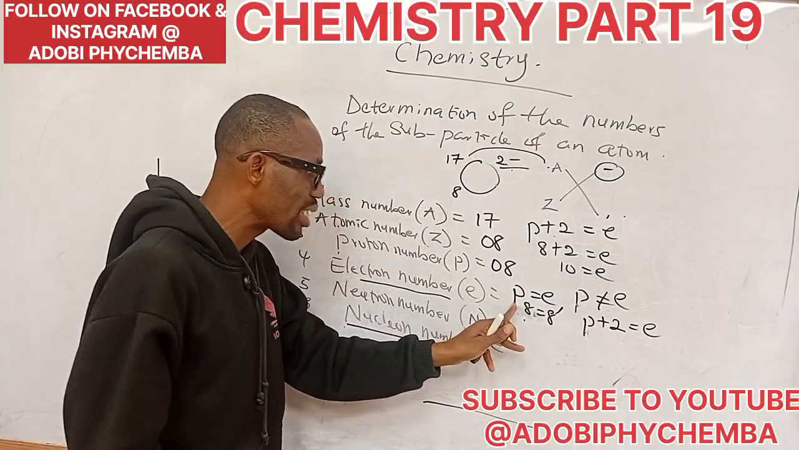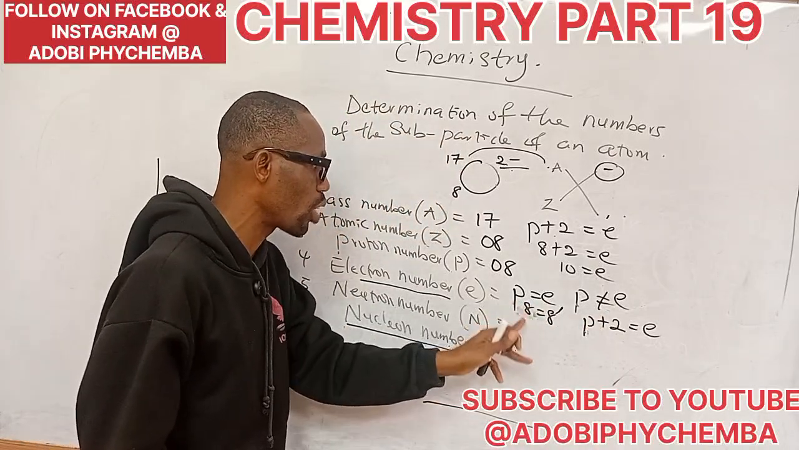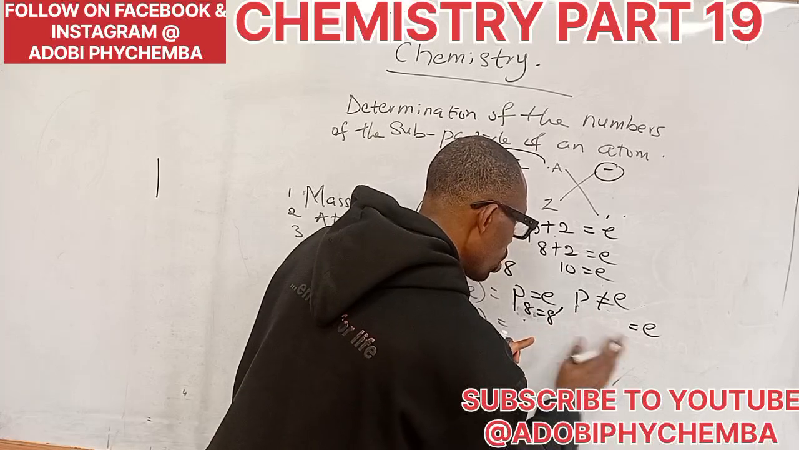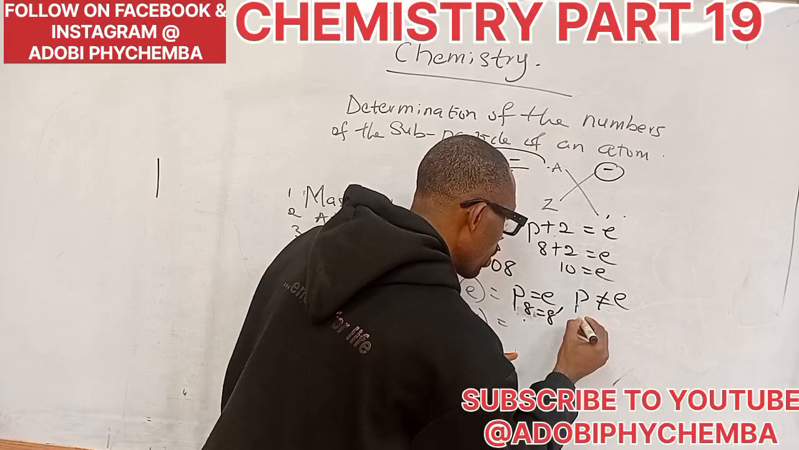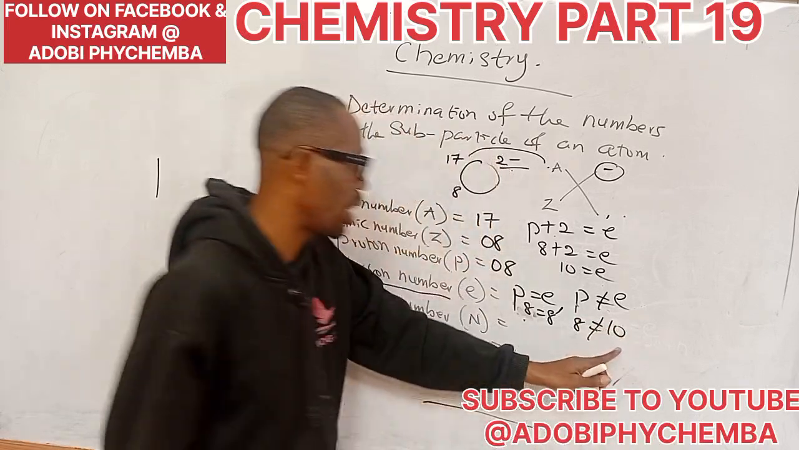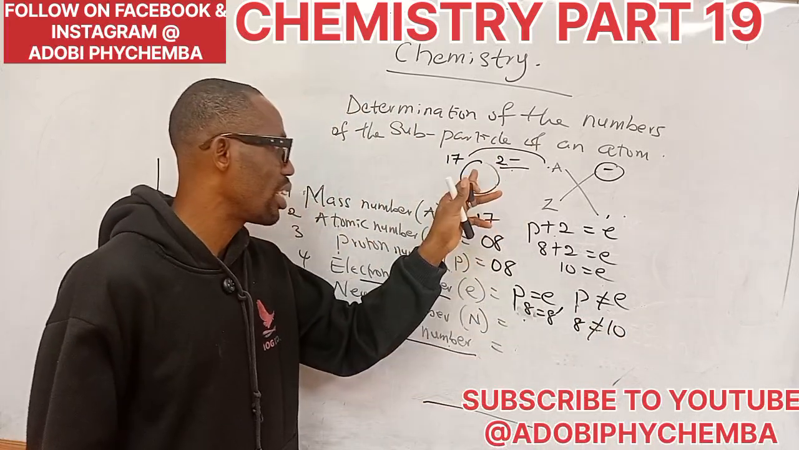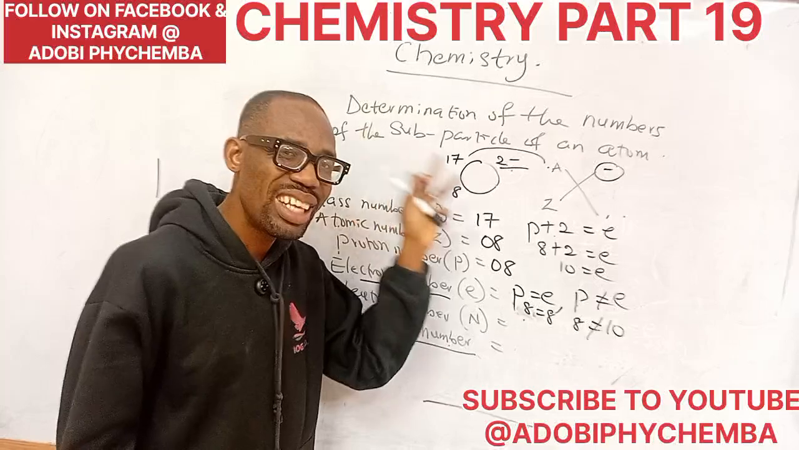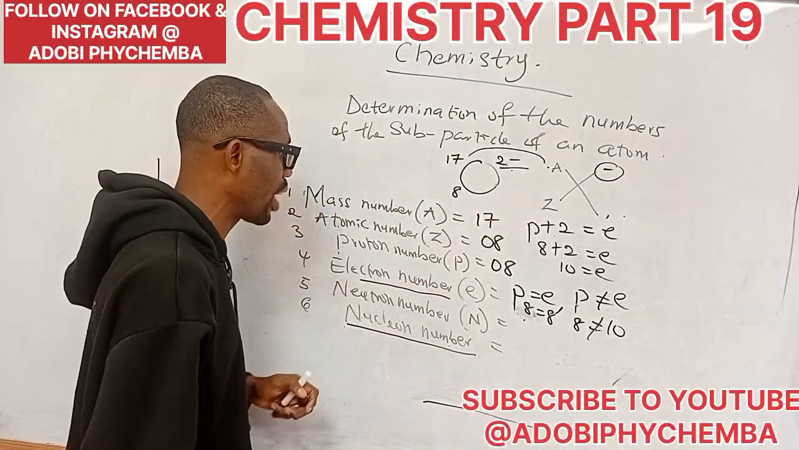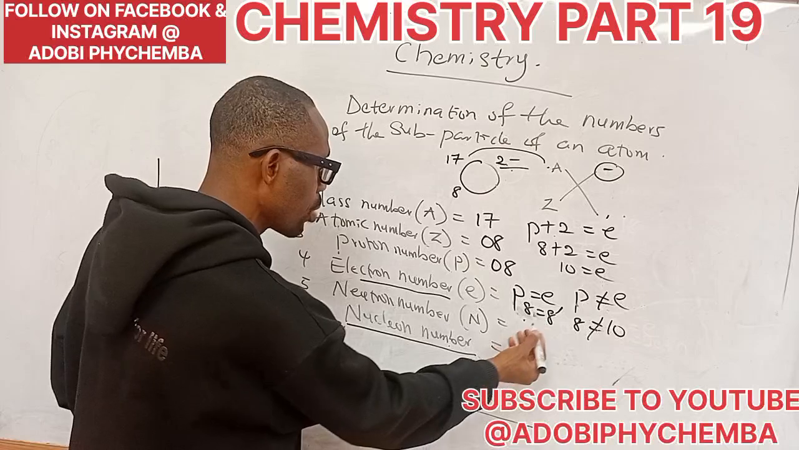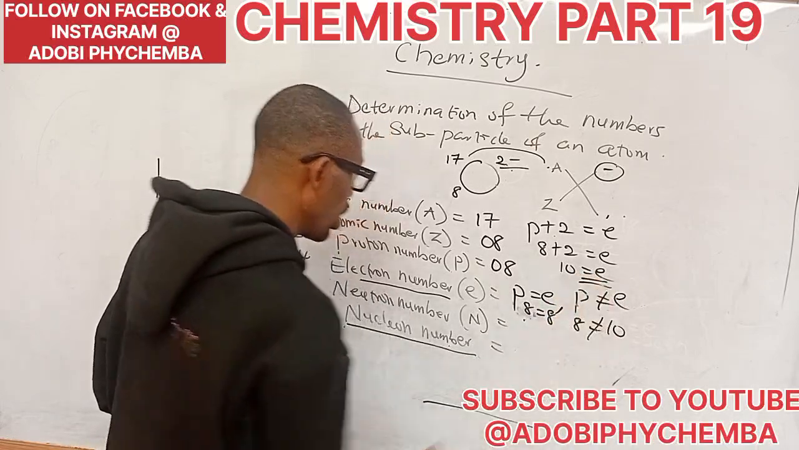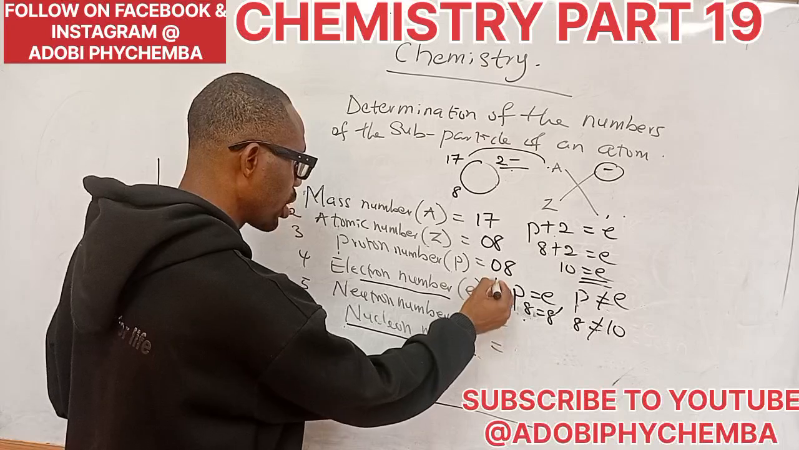Therefore, in this case, if proton equals electron, it would be 8 and 8. Here it is no longer that. Here, proton 8 is not equal to electron 10. Can you see it now? So it makes this ion a negatively charged ion, which is why we call it an anion. So with that, we've gotten the electron. What's the electron? The electron is 10. Okay, electron is 10.